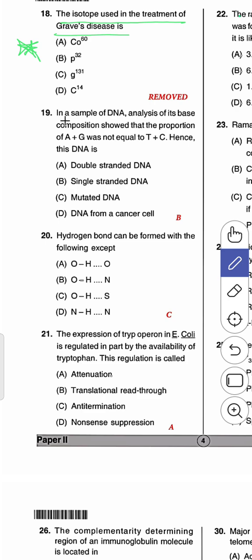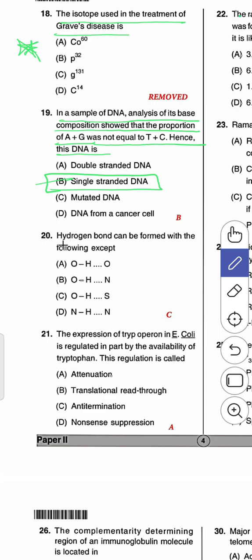19th, in a sample of DNA, analysis of its base composition showed that the proportion of A plus G was not equal to T plus C, hence this DNA is single stranded DNA. In double stranded DNA, A plus G equals T plus C, according to Chargaff's rule. So it will be equal in case of double stranded DNA. In case of single stranded DNA, they are not proportional. So B is the right answer for this question.